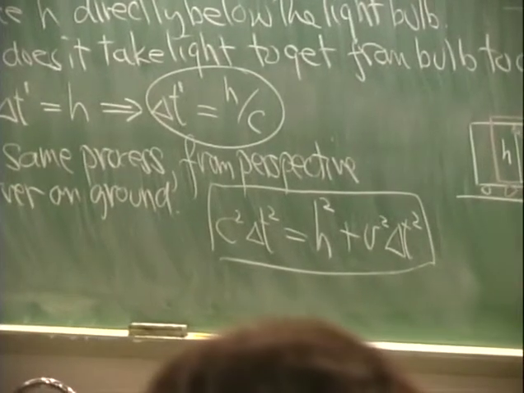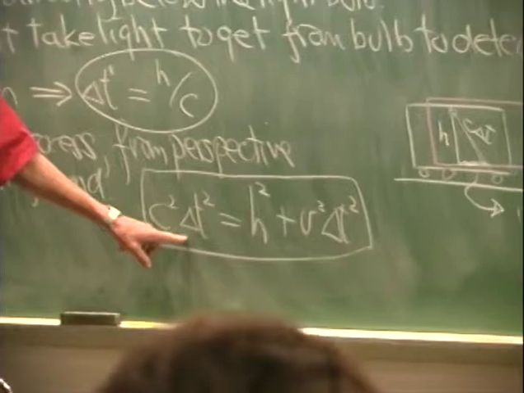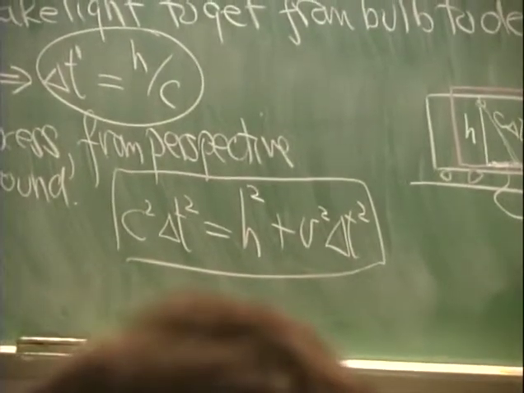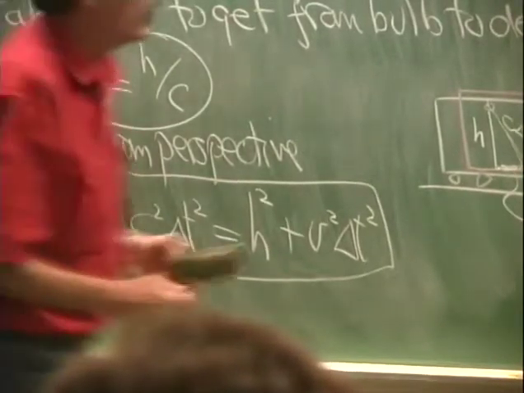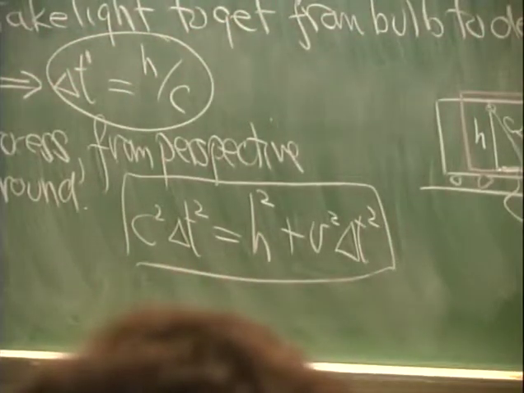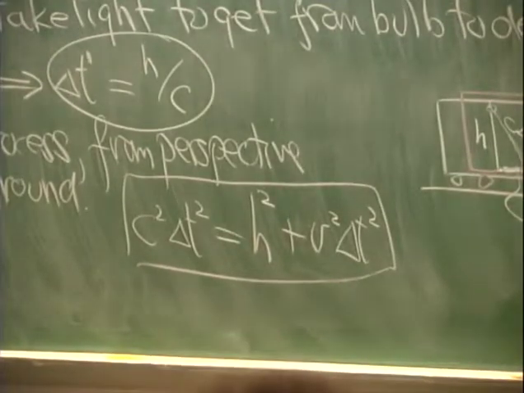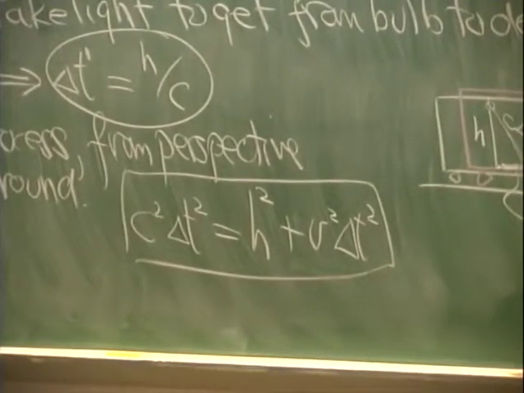Make sense? From this, I'm going to calculate what delta t is. That's the time it takes for this process as measured by an observer on the ground. I already know the time it takes as measured by an observer on the train. Now it's just a little bit of algebra to figure out what that delta t has got to be.